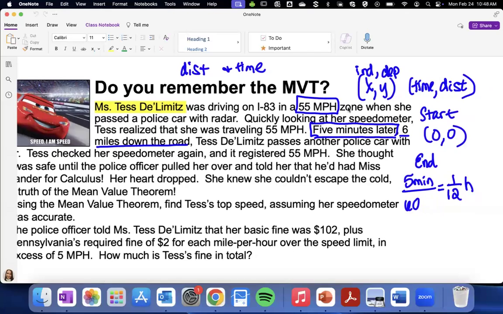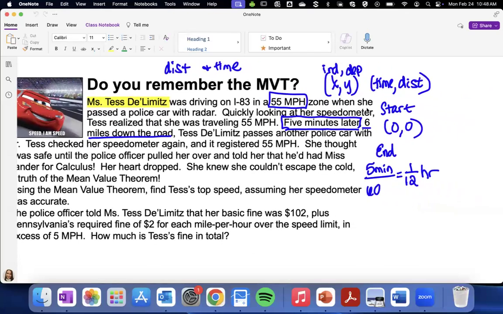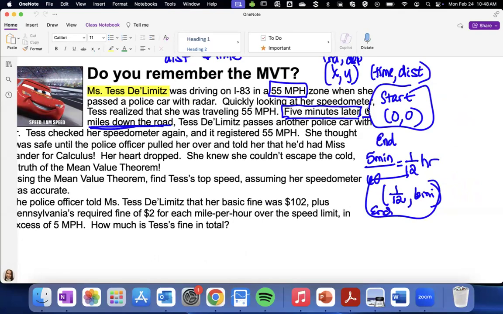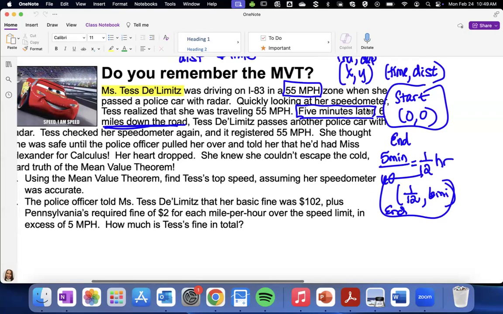Does that make sense? So that's going to be my X value there, the 1/12, with 6 miles. 6 miles down the road, 5 minutes later. So in 1/12 of an hour, 6 miles down the road. These are my coordinates here. I start here and I end here. And it says she checked her speedometer and it registered 55. So she thought she was good. But then the police officer pulled her over and said, I have Ms. Alexander for calculus, so you can't get away with this. Anybody going to become a cop in here? Be like, well, Ms. Alexander says.